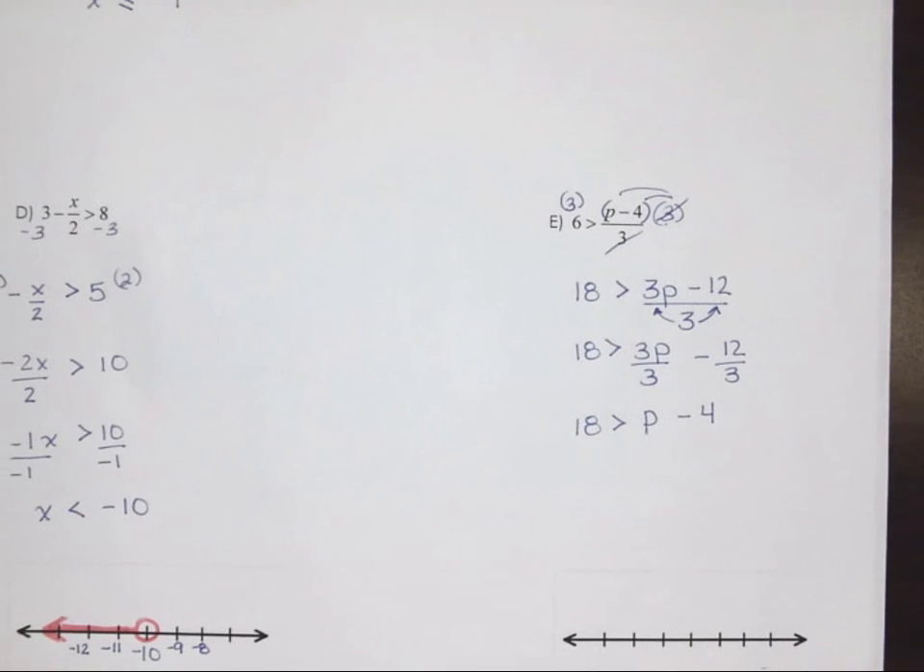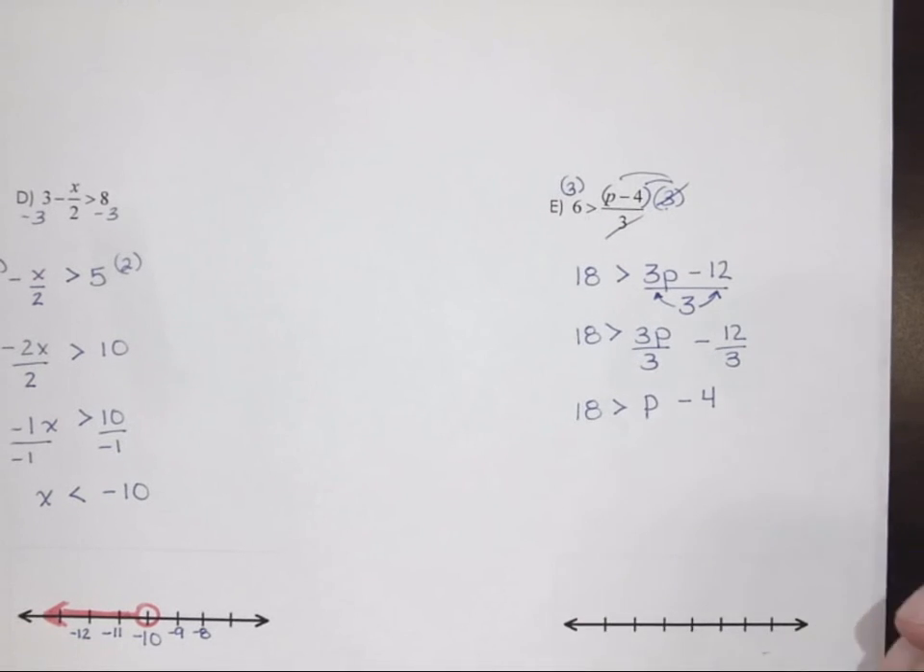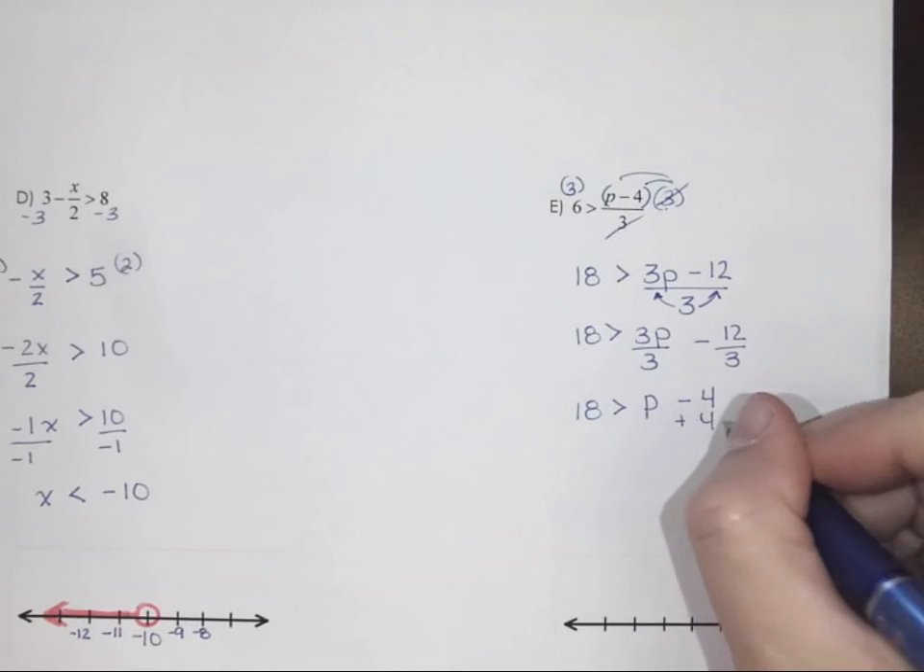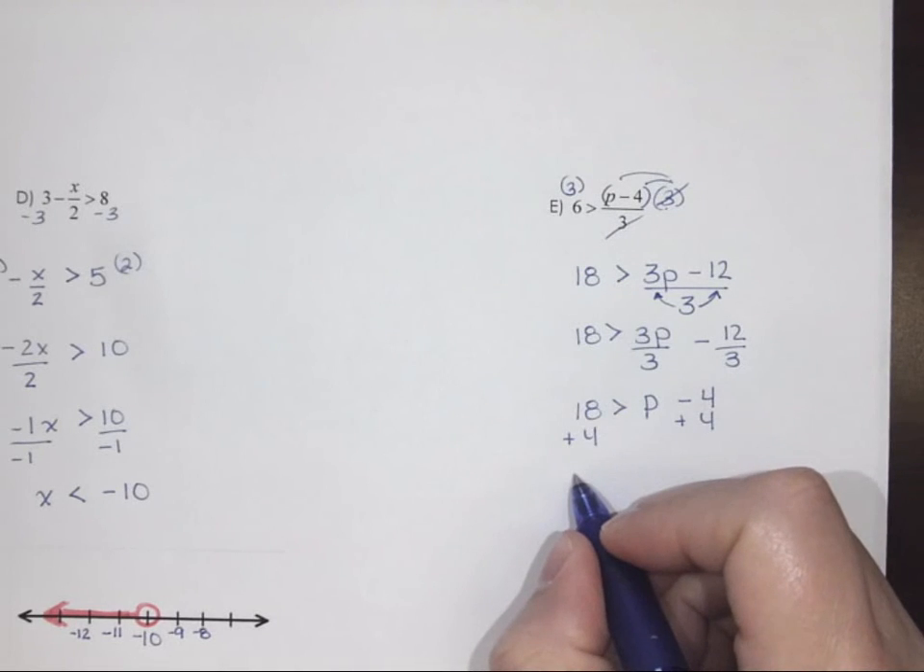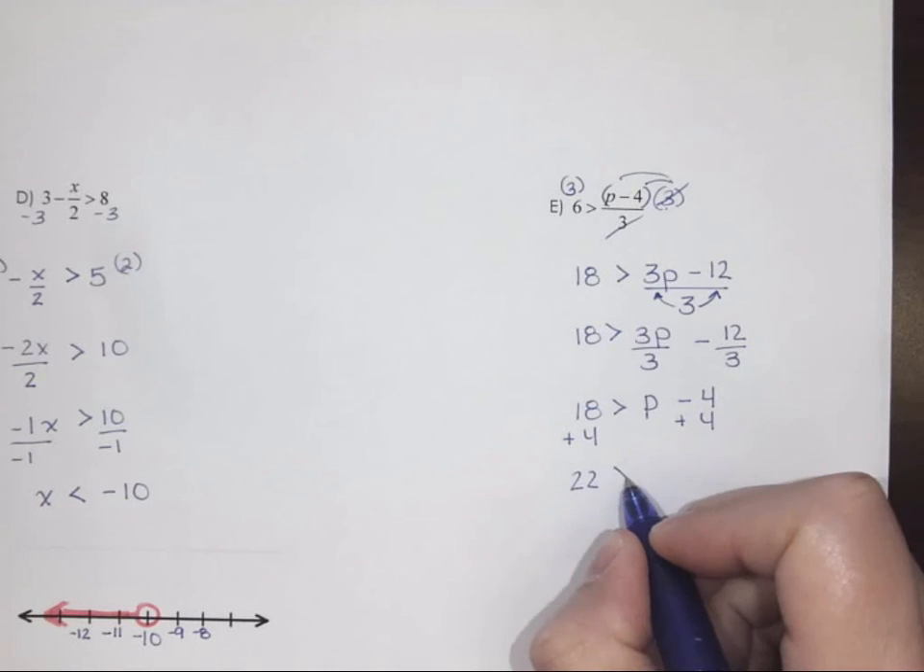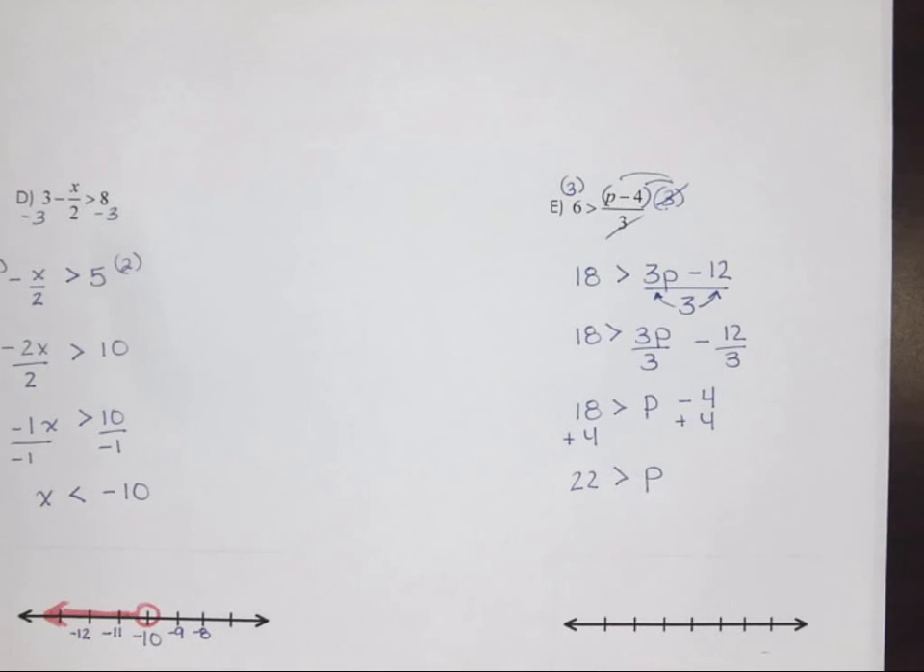So the steps in the math are still consistent. I think that's the most important thing. The steps in math don't change. We sometimes just add a few more layers to it. So I want to get p by itself, so I'm going to add 4 to both sides. Add 4 to both sides. So I have 22 is greater than p.